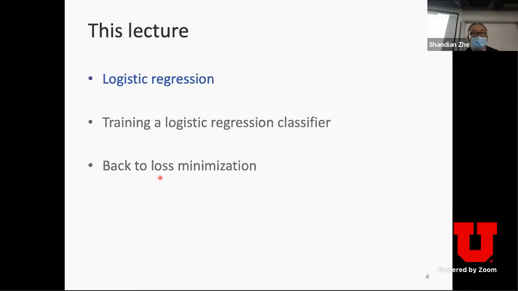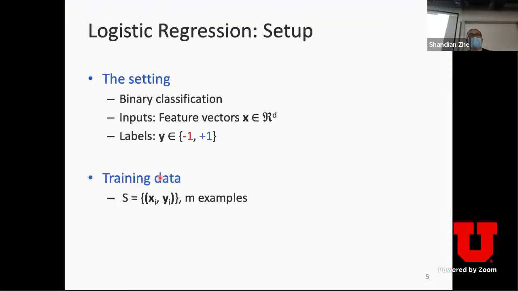Okay, so first, let us look at the definition of logistic regression. Here is the setup. Our goal is to conduct binary classification. It is to do classification, not to regress to arbitrary continuous numbers.